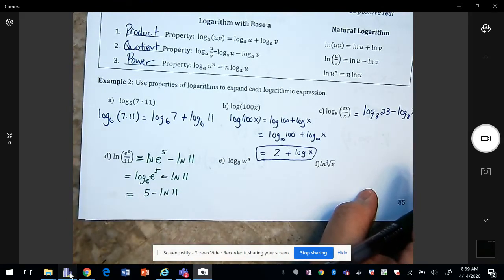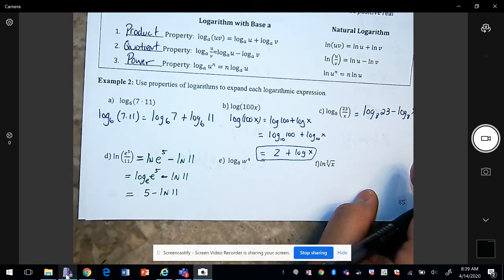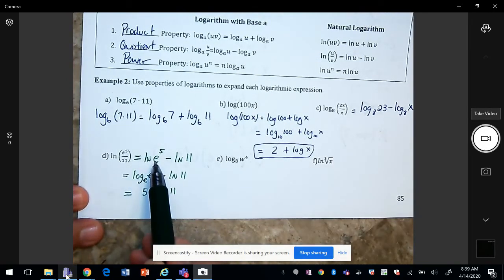You could also put it in the calculator. You could have written it as natural log of e to the 5th power, and you can see it comes out as 5. Okay, so anytime you have natural log and e, your answer is just going to be that exponent.